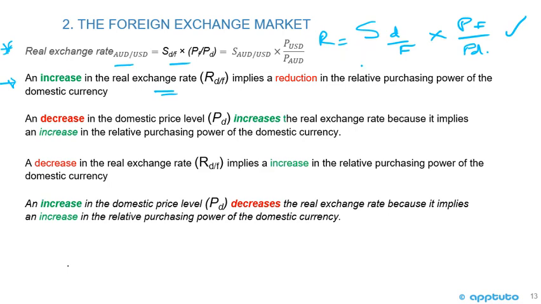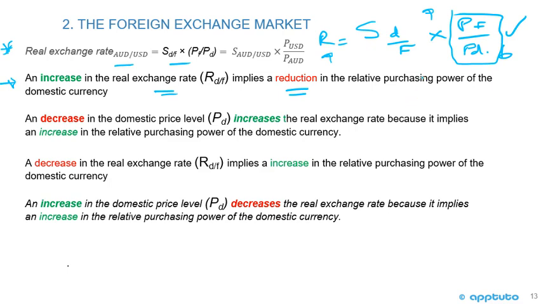So if that's going to increase, it implies a reduction in the relative purchasing power of the domestic. Why? The denominator is going down. That means a reduction in the relative purchasing power. If the denominator is going down, then this second equation is going up, and that's going to increase my real exchange rate. And that's the way that I'm going to analyze and answer these questions.